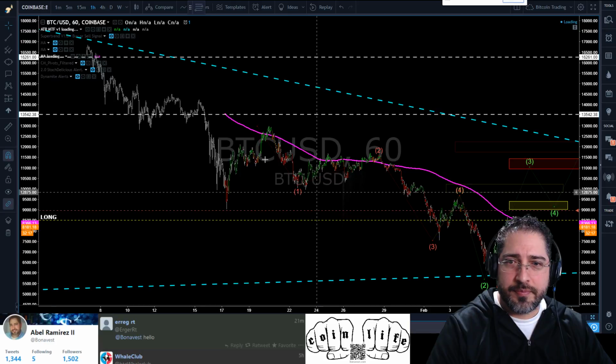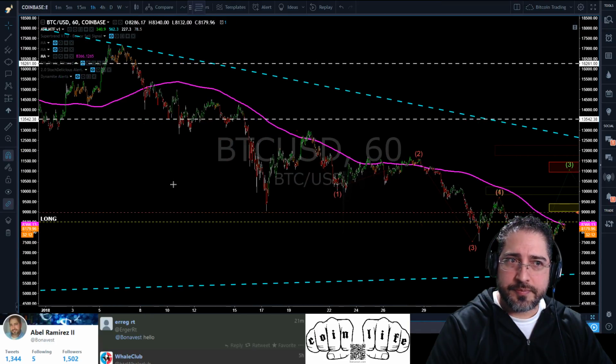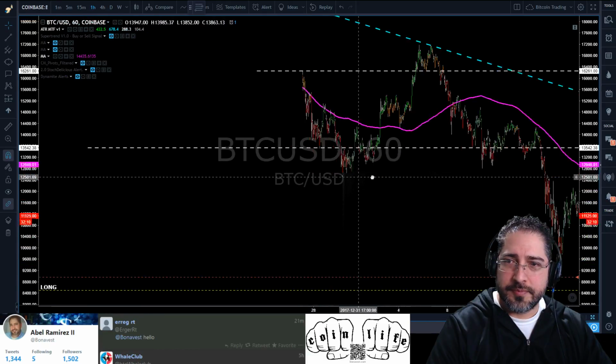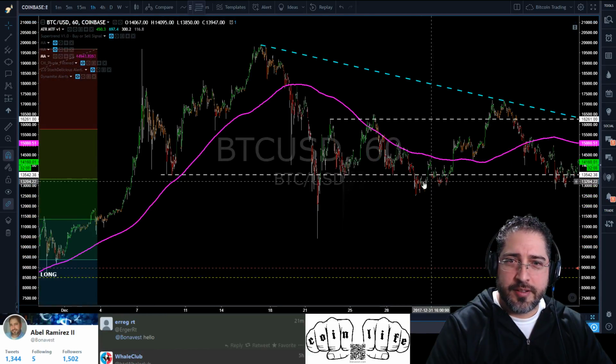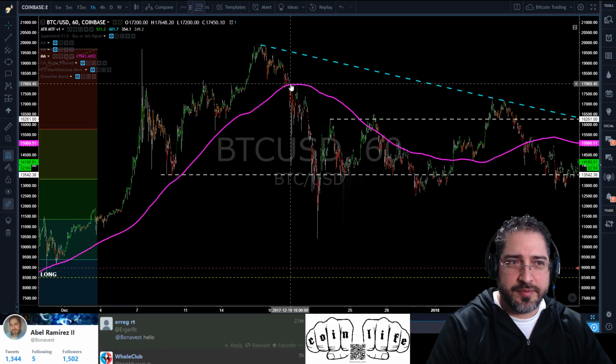What did that SMA cross at the peak around 20,000? Was it around 17? Yeah, so it looks like it was around 18,000 maybe. Yeah, 17.9.